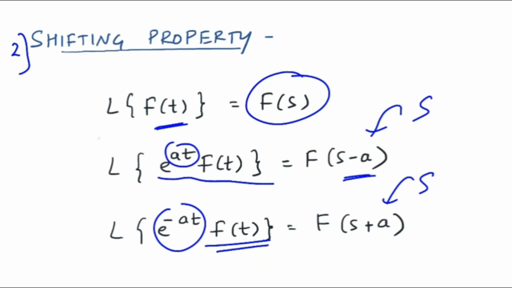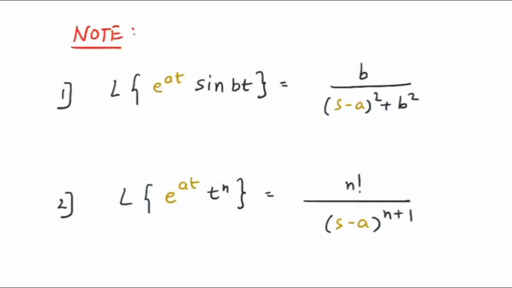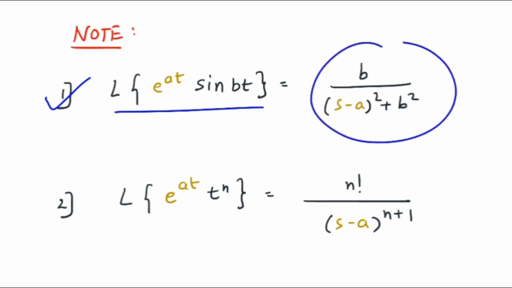Now you have to note, if the power of e is positive, then the shifting part is negative. If the power of e is negative, then the shifting part is positive. Okay? So let us see one example. If I have to find the Laplace of e raised to plus at into sin bt, the answer would be b upon s minus a the whole square plus b square. So how did this answer come? The reason behind that is simple. Laplace of sin bt is what?